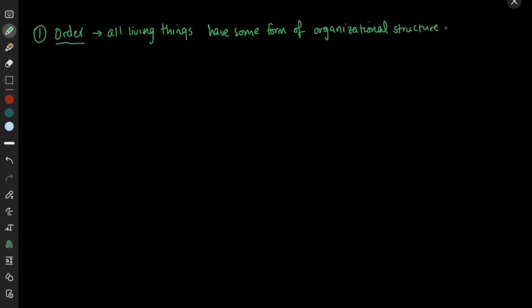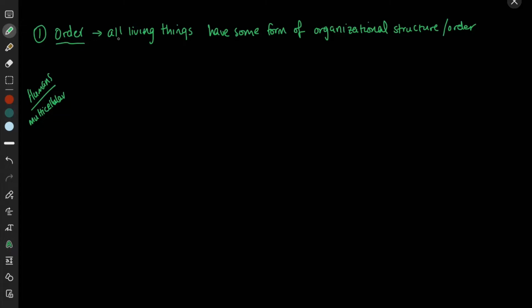Right, so which means they have some sort of order with which they're organized, they're built, right? So for example, let's look at humans. We are multicellular creatures. So let's look at the organizational structure that we have as multicellular creatures.